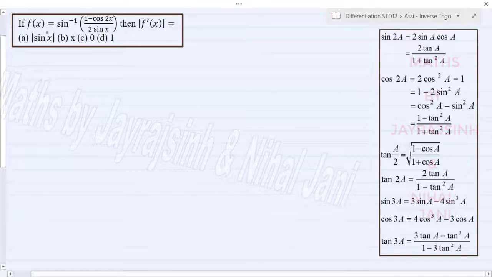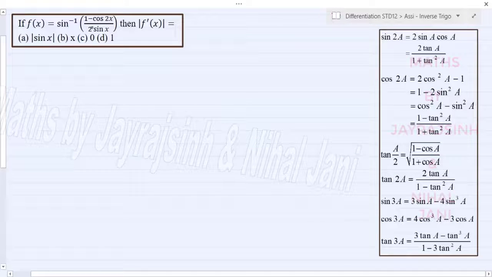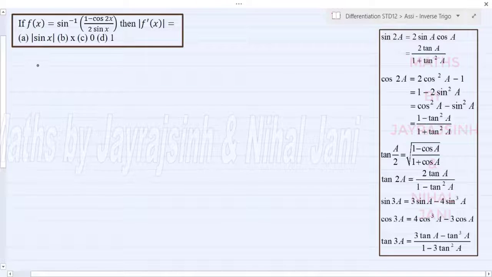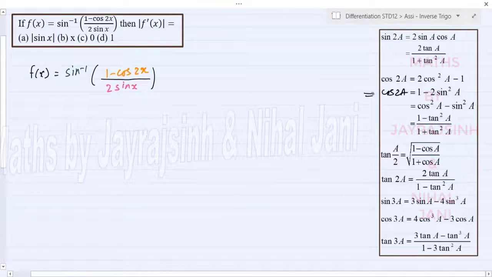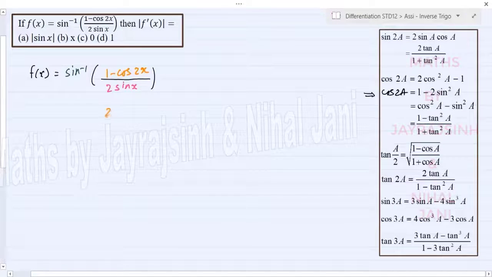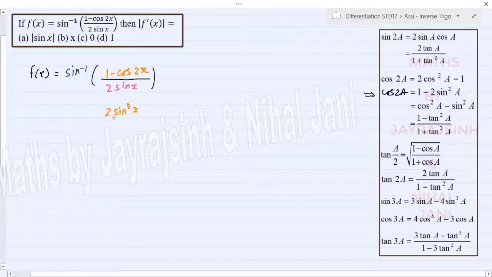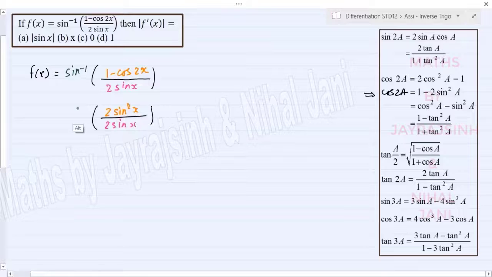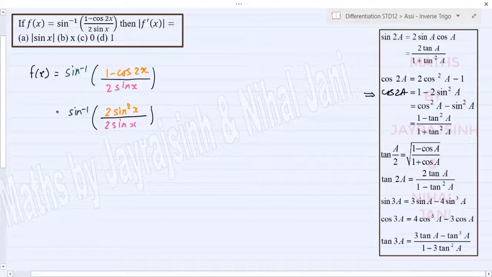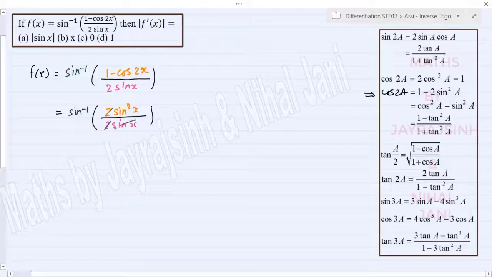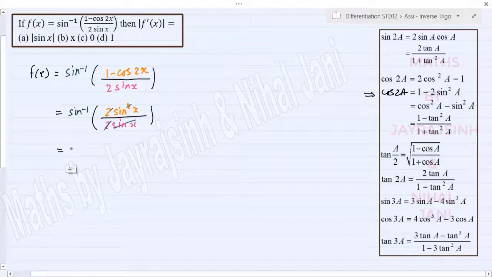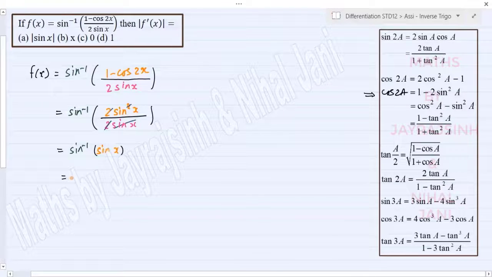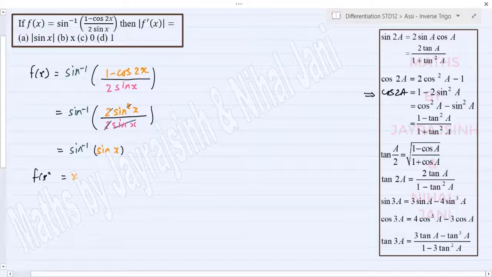Let's see this question. If f(x) is equal to sine inverse of (1 - cos 2x) upon 2 sin x, then we have to find mod f'(x). Let's get our f(x). In the numerator, 1 - cos 2x can be rewritten as 2 sin^2 x, upon 2 sin x, and the sine inverse function will remain as it is. So the 2 and one power of sine will cancel out, and we will get sine inverse of sin x, which can be rewritten as x.